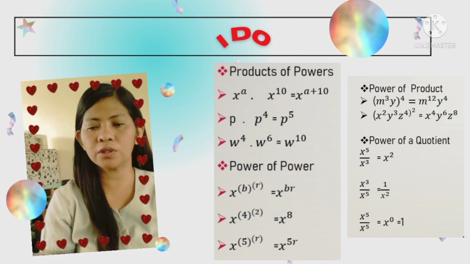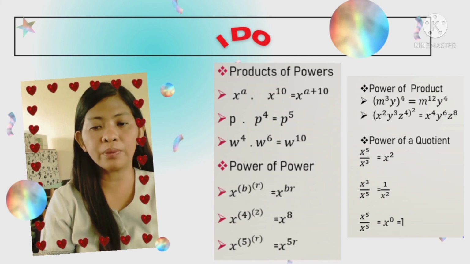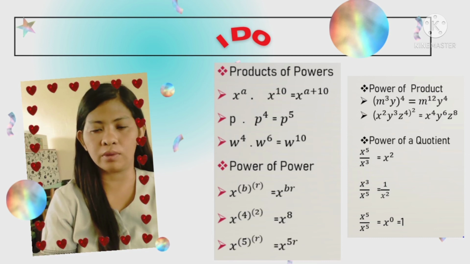Next problem is all about power of a quotient. So x raised to the fifth power over x raised to the third power. This is case number 1. The exponent of the numerator is greater than the exponent of the denominator. So you will just copy the base, then subtract the exponent of the denominator from the exponent of the numerator. So 5 minus 3 is equal to 2. So x raised to the second power. Next example.